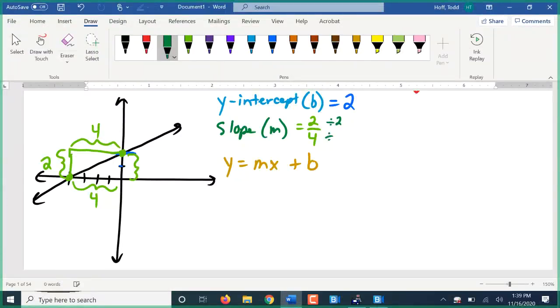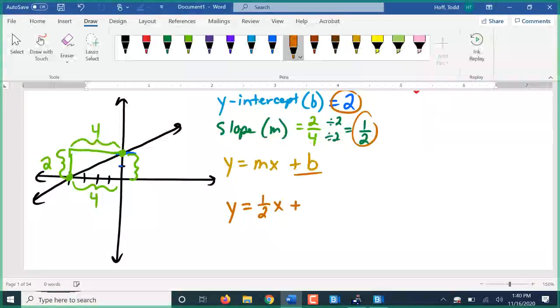Both of those divide by 2 to give me a 1 over 2, or 1/2 slope. So that means my equation is y equals slope times x, so 1/2 times x, plus the y-intercept. The y-intercept's a positive 2, so plus 2.